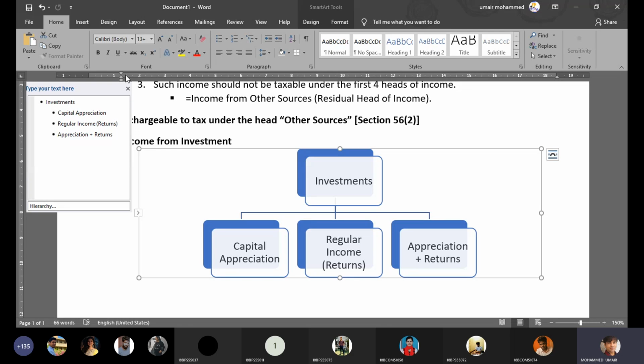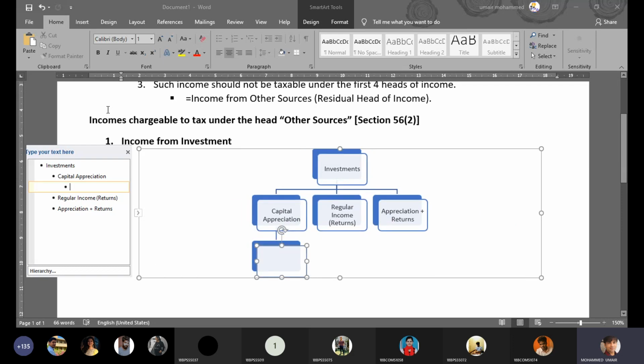This is something which I've done to help you understand that any kind of capital appreciation generated on a financial asset or a real asset is taxable under the head capital gains. For example, I bought a share for 100 rupees. After 3 years, the value of the share has become 5,000 rupees. So in case I sell that share for 5,000 rupees, which I had purchased for only 100 rupees, the profit is called capital gains. Any profit arising on account of transfer of a capital asset is called capital gain.